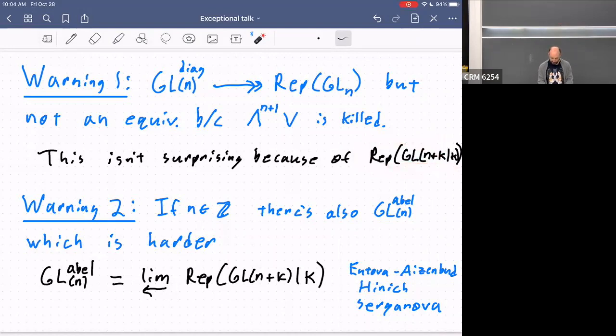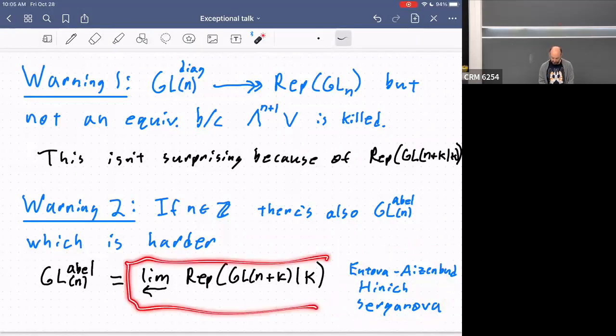So that means this has to be big enough that it also has maps to all of these things. And if n is in Z, this was Theo's question, there's also the abelian version of GLn, which is a bit more complicated. One of the ways of defining it, due to these people, is as some kind of inverse limit of these supergroups.